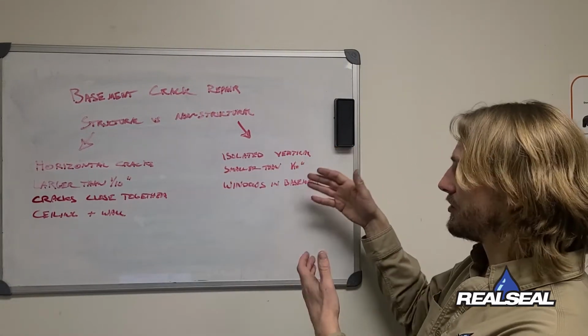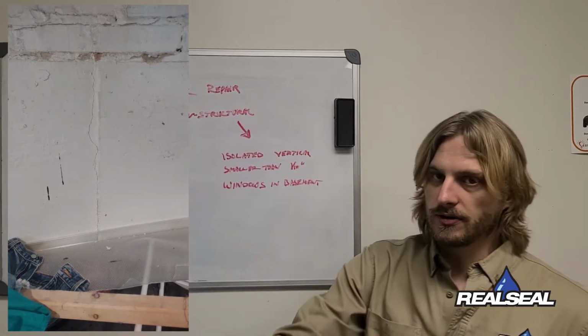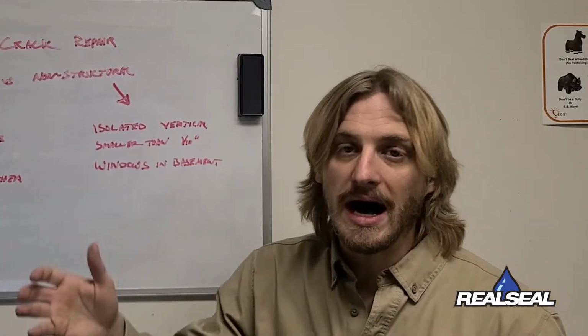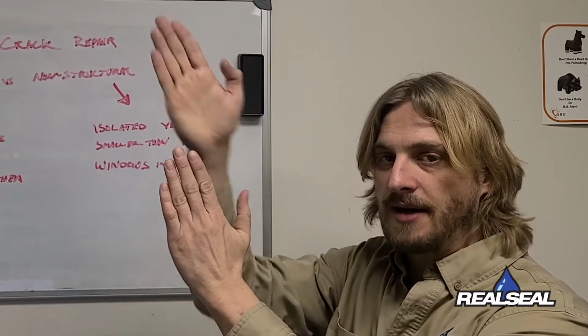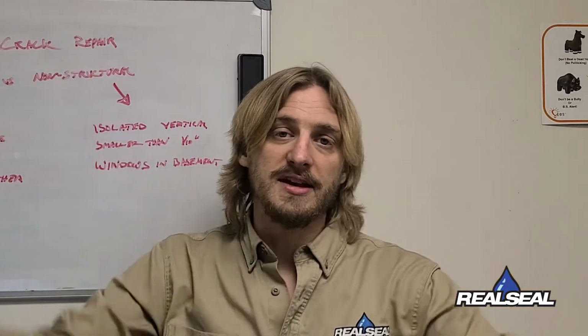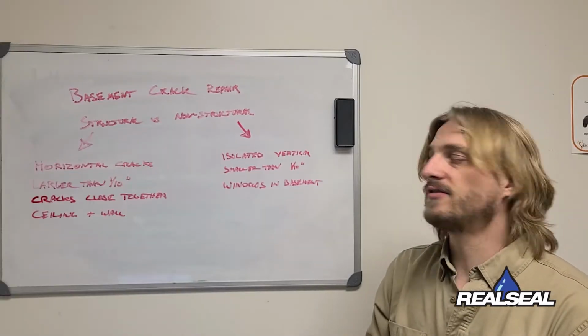Your non-structural cracks are those isolated vertical cracks, the ones that just appear in the middle of your wall and have nothing near them. They're less than 1/10 of an inch wide. They're the same size at the top as they are at the bottom. And also the cracks that come off your windows in the basement are a very common type of non-structural crack. We have a lot of different ways of fixing all of these.